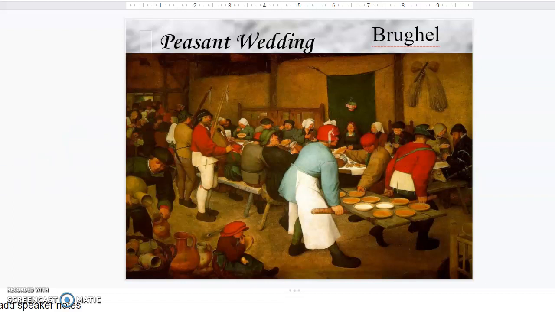From the Northern Renaissance, we have Peter Bruegel's Peasant Wedding. Again, we notice the humanism, and Bruegel was one of the few who actually had peasants as the theme or the subject of his art, which you didn't as much see in the Italian Renaissance.